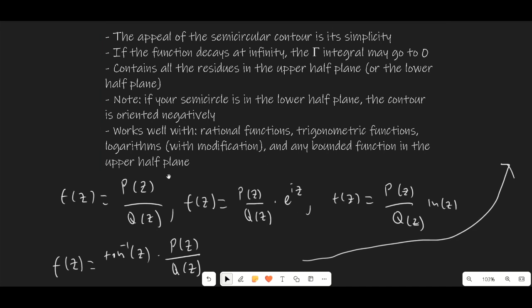So in general, we're going to use a lot of rational functions with this, but here are some examples. P of z over q of z just means a rational function of z. And then when we multiply by e to the iz, that allows us to incorporate some trigonometric functions in there. And again, it's really helpful because, rather than the trigonometric functions themselves, e to the iz is bounded in the upper half plane. Natural log of z and inverse tangent of z also work quite nicely.